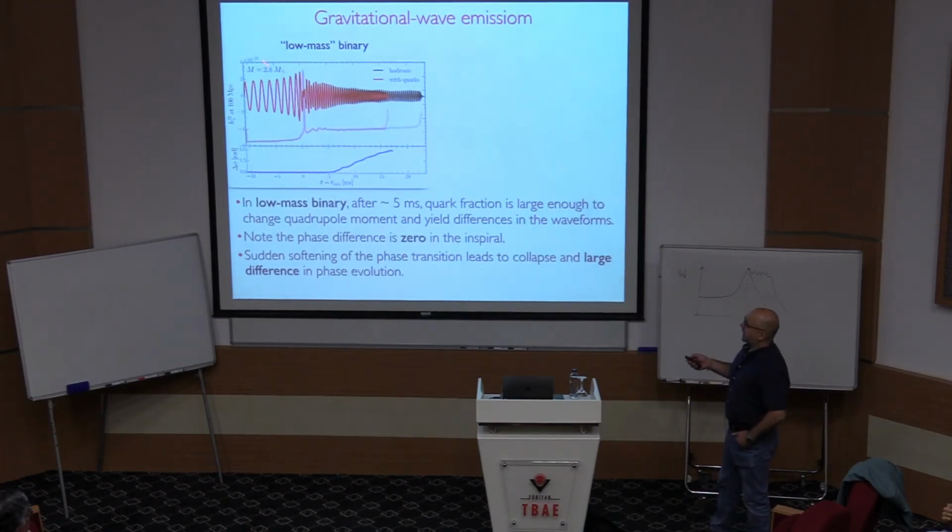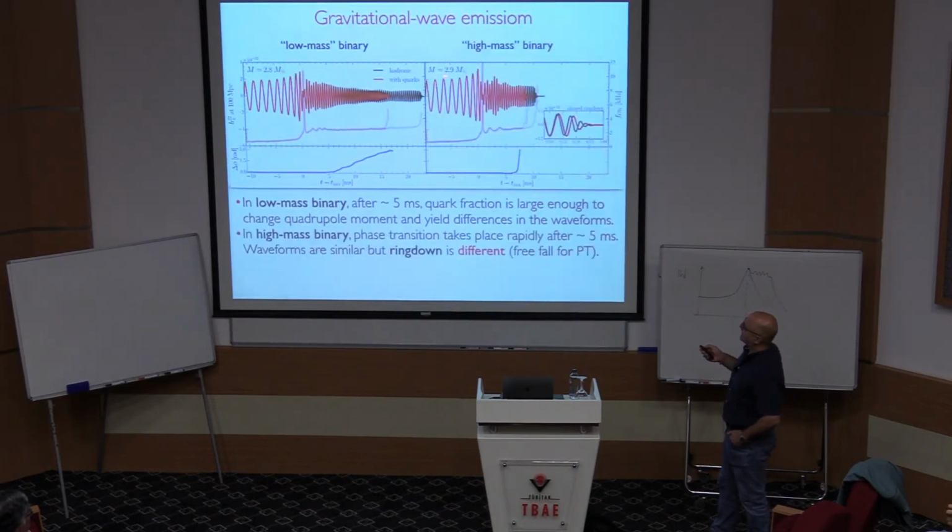This is for a 2.8 solar mass neutron star. If you have a slightly larger mass, 2.9, the difference becomes even more subtle, but it is still there. The phase difference is limited to a very small amount of time. The difference in collapse time is very small, a few milliseconds only, and so might be harder to detect.